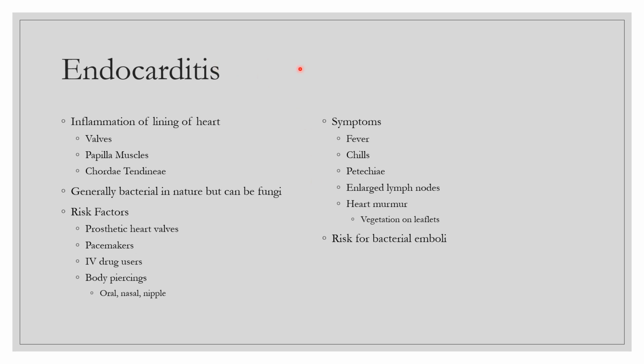And then let's talk real quick on endocarditis. So endocarditis is inflammation of the lining within the heart. So this includes our valves, our papillary muscles, and then our chordae tendineae or our Purkinje fibers. It can be viral, it can be bacterial, or it can be from fungus.